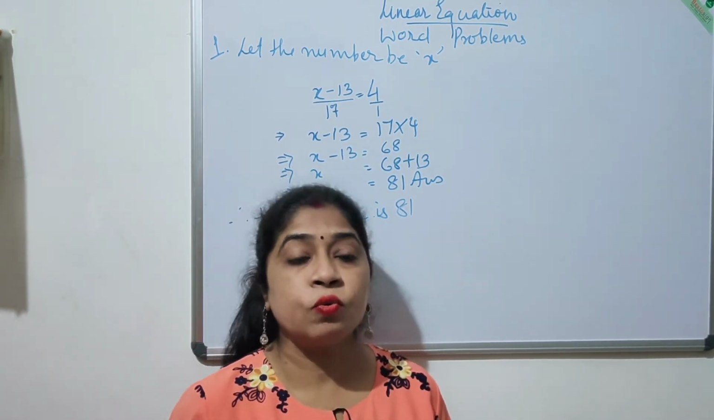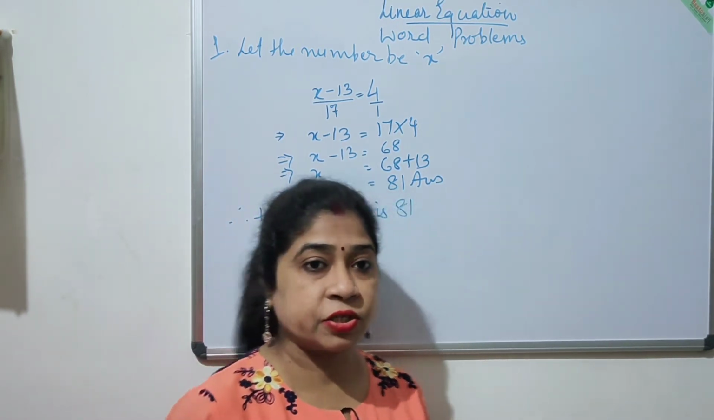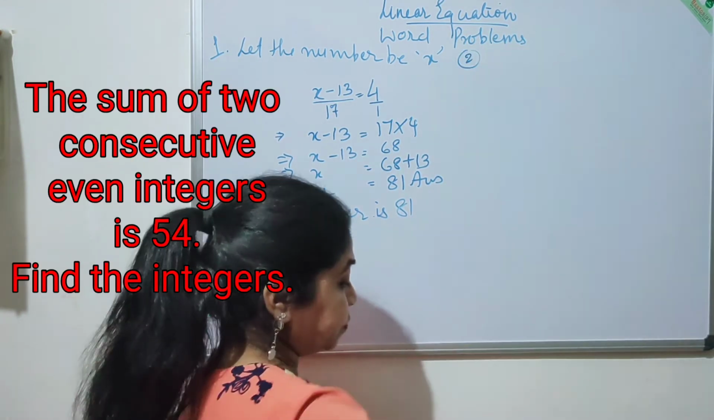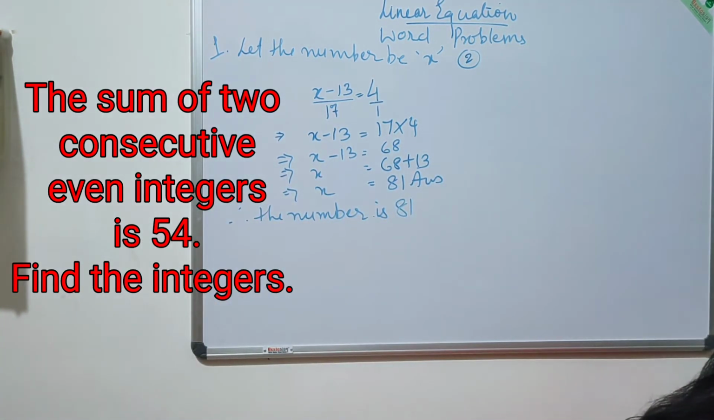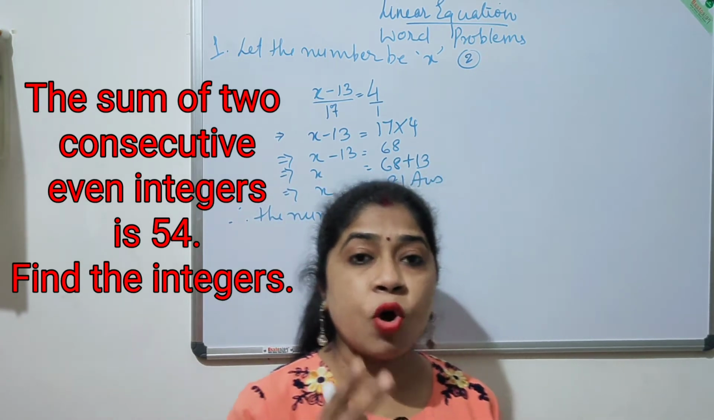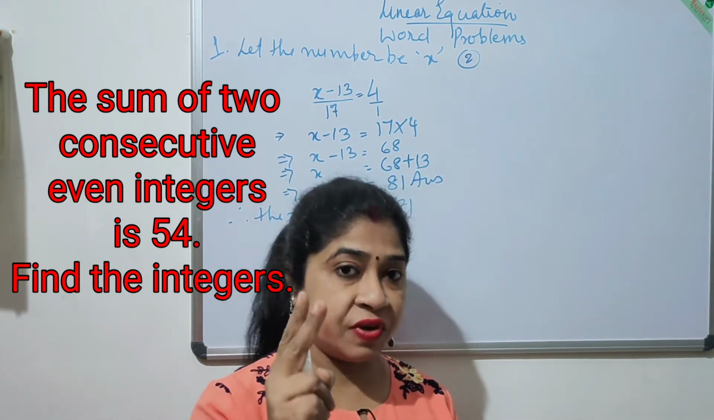Now we'll move on to the next question. Let us go to the next question. Question number 2. Question number 2 is, the sum of two consecutive even integers is 54. The sum of two consecutive even integers.